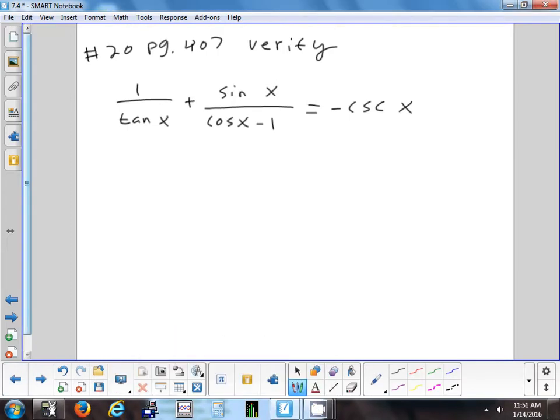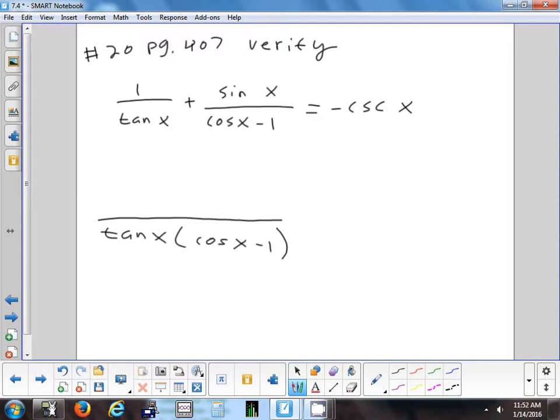All right, so the first thing I did is I started with the left side, definitely more complex than the right, and I found a common denominator. So what's my common denominator here? Tangent x cosine x minus 1. It's the product of the two that I have. Now for the fraction on the left, what is this denominator missing to be the common denominator? Cosine x minus 1. So you have to multiply the top by cosine x minus 1.